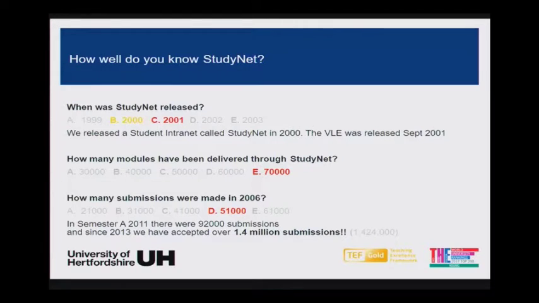And then a lot of submissions, 51,000. But that's nothing compared to where we went to. So even by semester year 2001, there was a national survey of how many people were doing submissions. And we'd done 92,000 in semester A. The only people bigger than us were Open University. So we've been at scale for a long time.